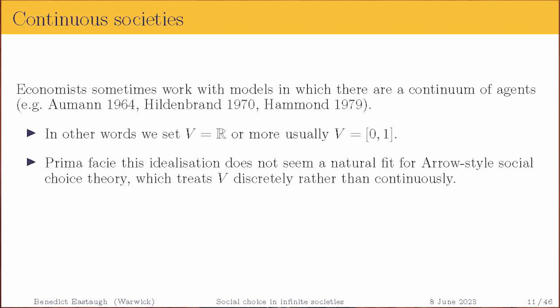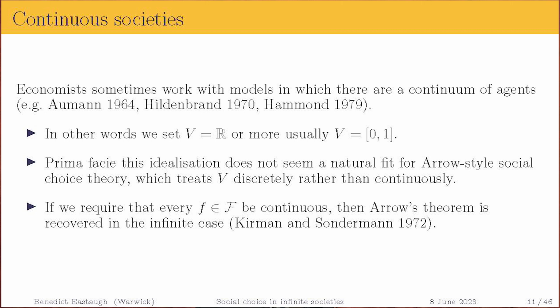So prima facie, this doesn't seem a great fit for the Arrow-style social choice theory, in which we really treat this set of voters discretely rather than continuously. I won't say too much about this. But if you have a kind of continuous treatment of V, in fact, you recover Arrow's theorem or something rather like it.